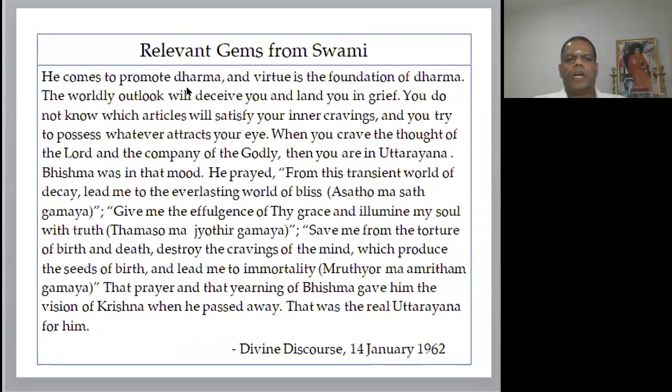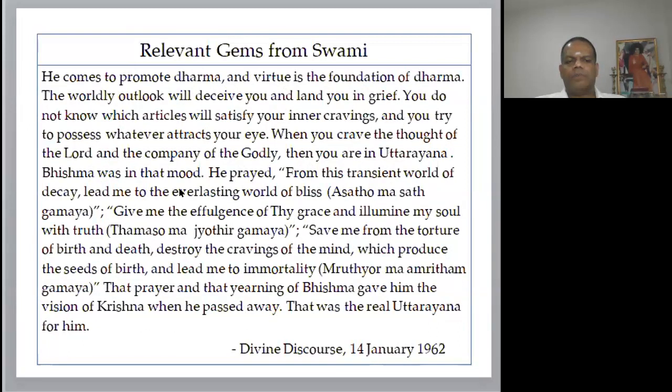He comes to promote dharma, and virtue is the foundation of dharma. The worldly outlook will deceive you and land you in grief. You do not know which articles will satisfy your inner cravings, and you try to possess whatever attracts your eye. When you crave the thought of the Lord and the company of the godly, then you are in Uttarayana.